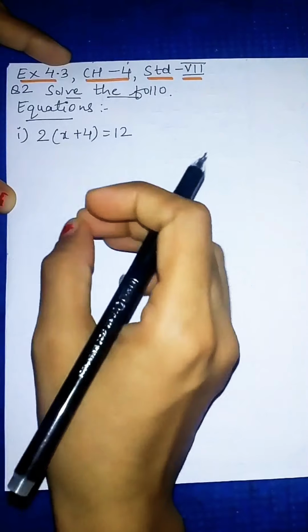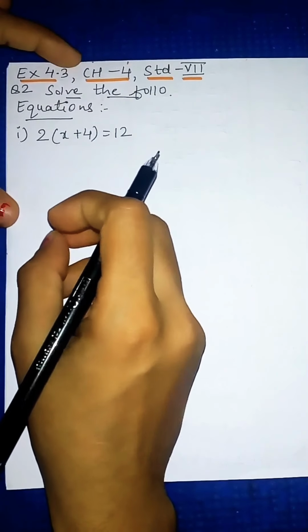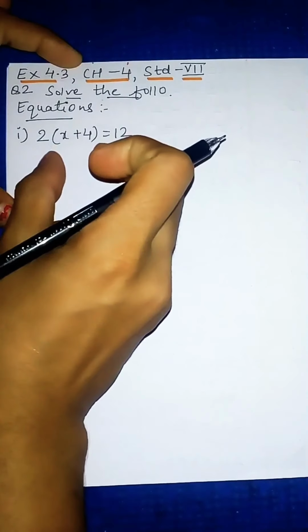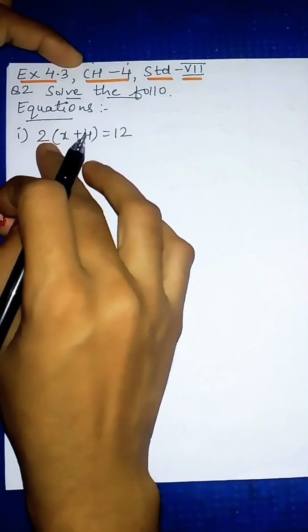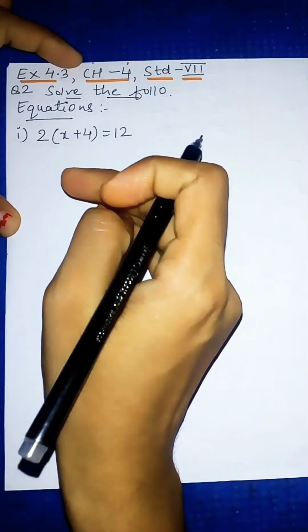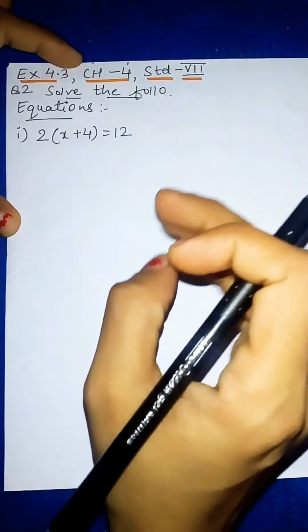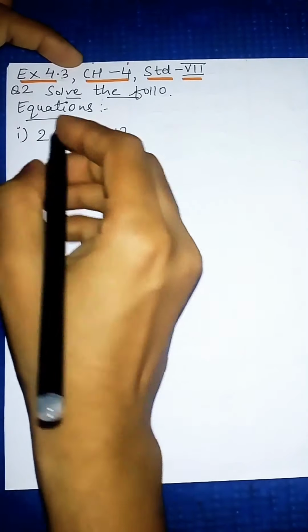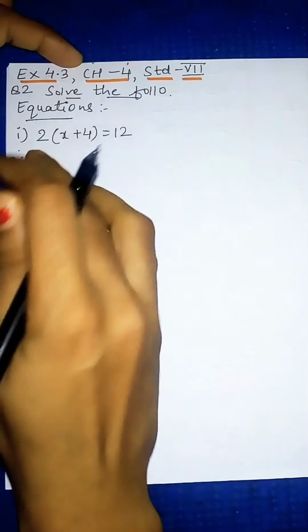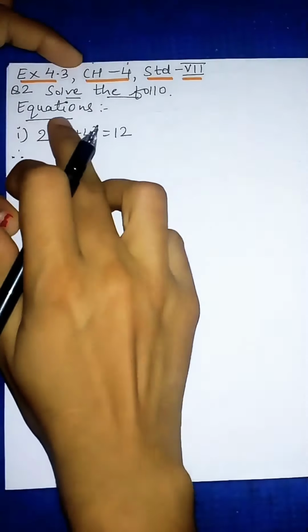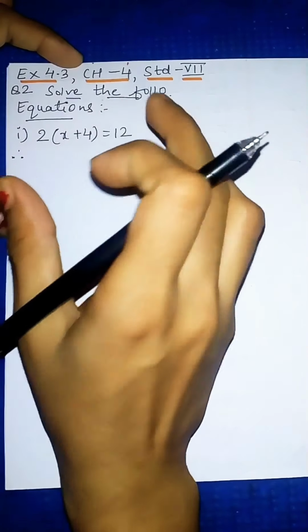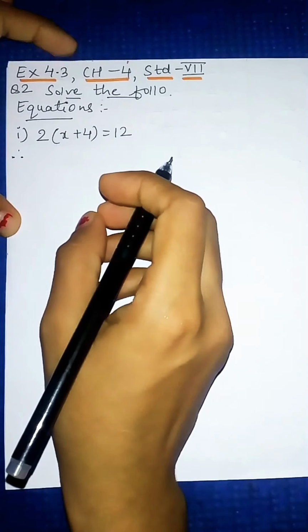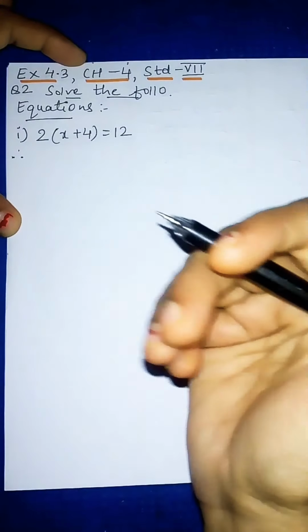This is also the same as question number 1, but in this, brackets are given to us. As you can see, brackets are given. So first we will solve the brackets, and after that our steps will be the same. So this is also very easy. We will see how to do this. The first one is 2 into bracket x plus 4. Whenever brackets are given, first of all you need to open the bracket. Then you have to do the other steps.